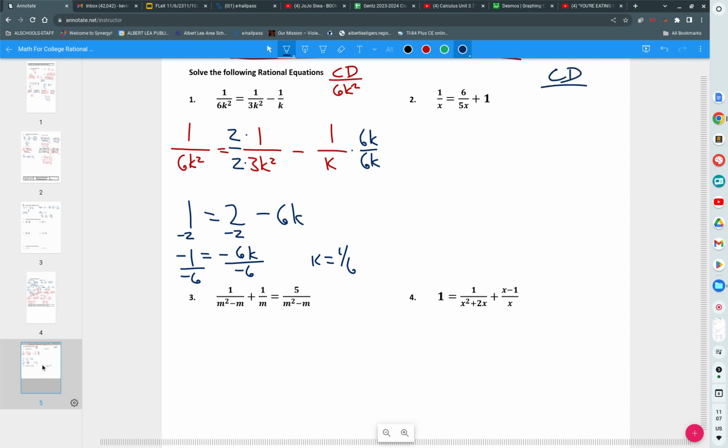Okay, spend 10 seconds, talk to your peer. What's the common denominator for number 2? Go. Call it.